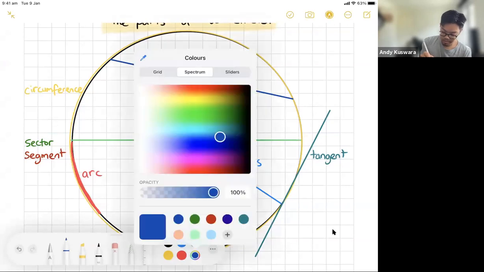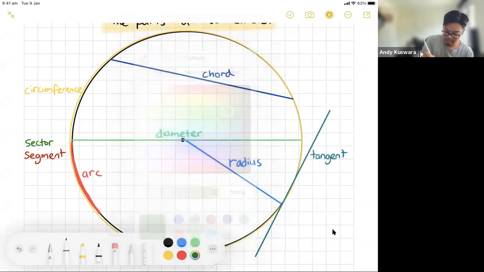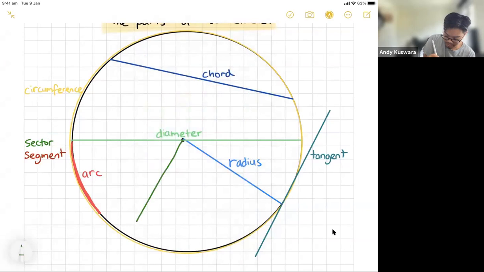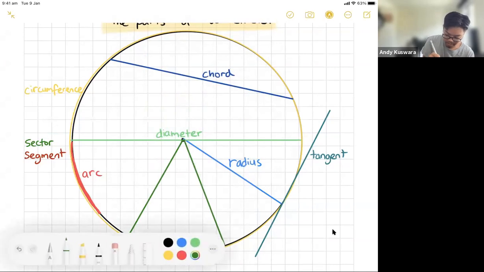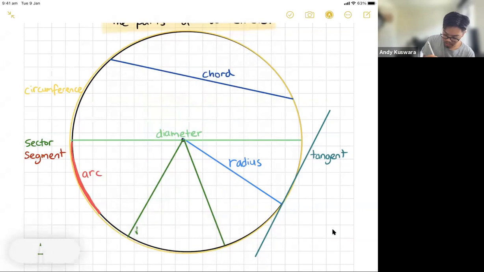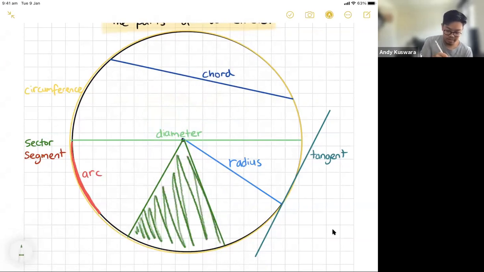All right, so I'm going to use that dark green that we had. Okay, so a sector is if I take a part here and I take a part there and I basically color the whole insides. So if I was to talk about this actual space here, that there is a sector.